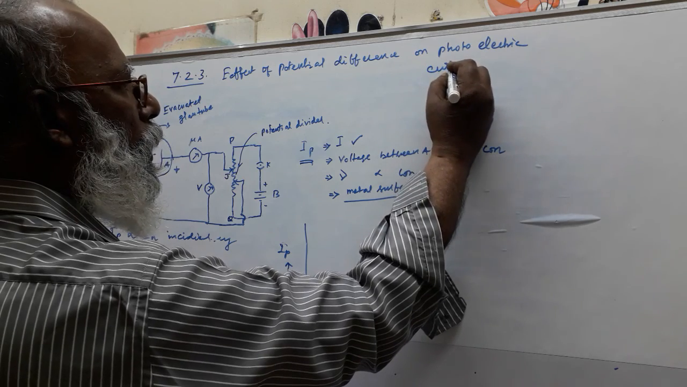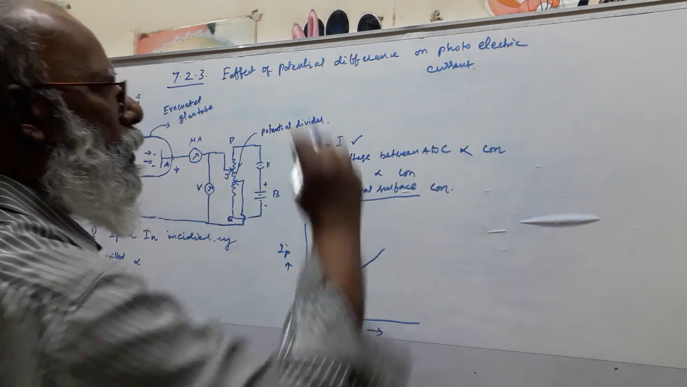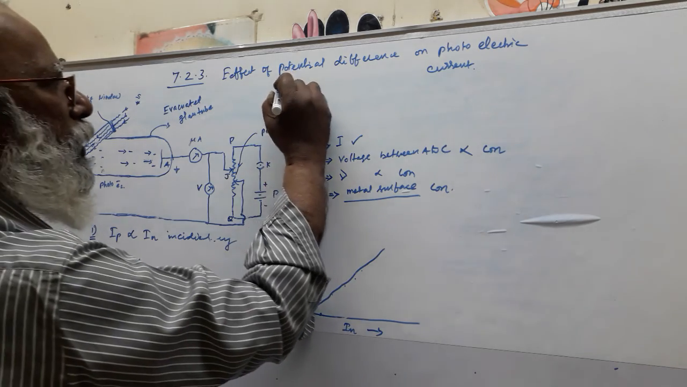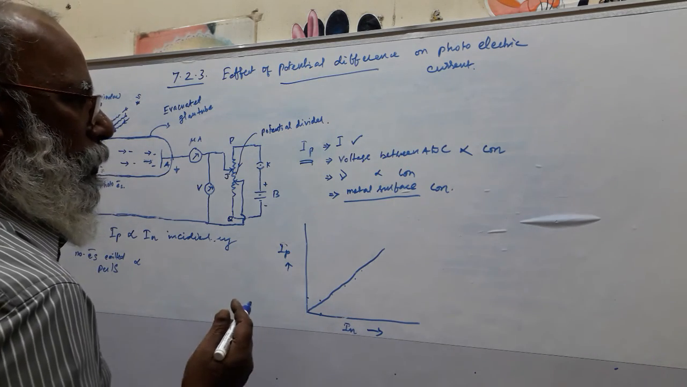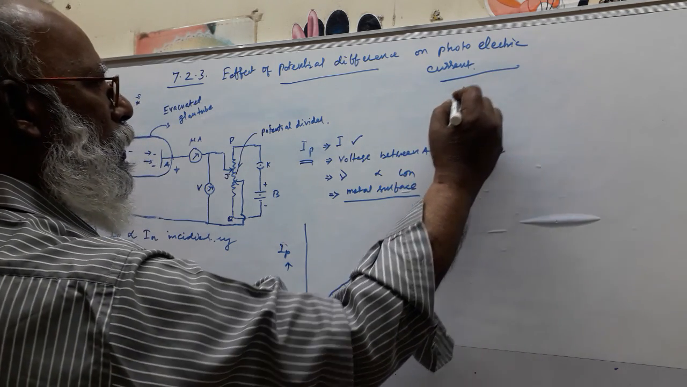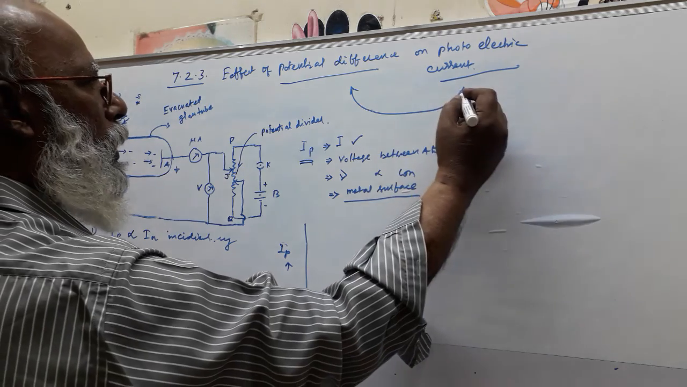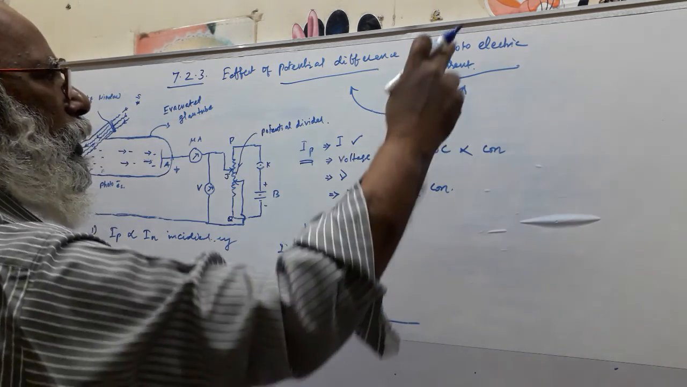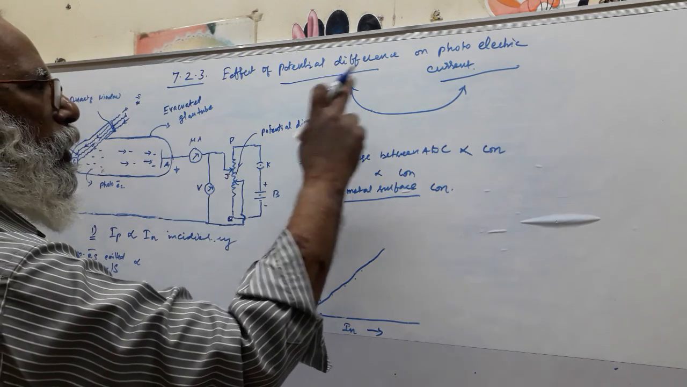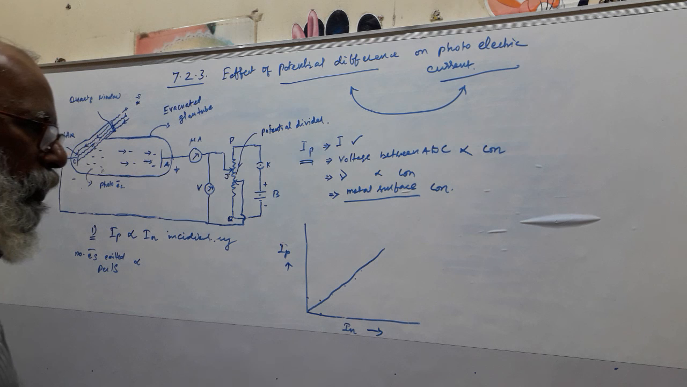Photoelectric current. That is a very important concept, the second thing that we are going to see. Now we are varying the potential difference, and corresponding to that, what will happen to the photoelectric current? This experiment studies the relation between changes in the potential difference and the photoelectric current. That's the thing that we are going to see.